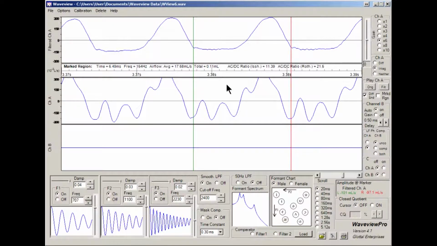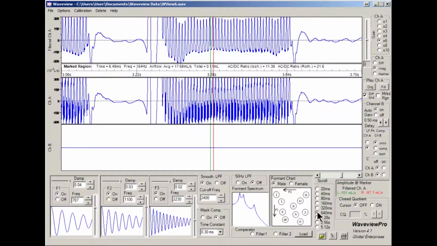Okay. If I change the time scale to get the entire syllable, you can see that this was the closure for the P, and the release was at this point, and then the aspiration comes here, and then the vocal folds come together at the end of the period of aspiration, and then you have the voicing.